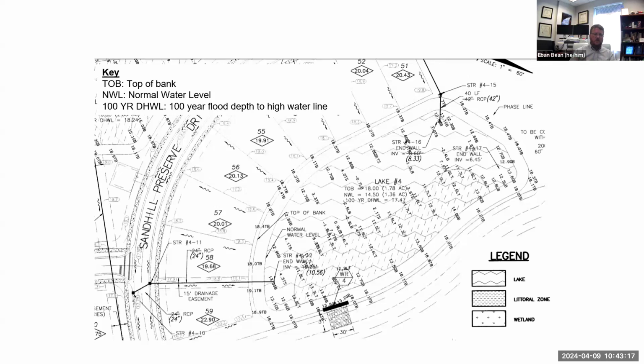I brought up the design plans before, and just wanted to touch back on that to look at what the configuration, what kind of information you can find from these ponds are.